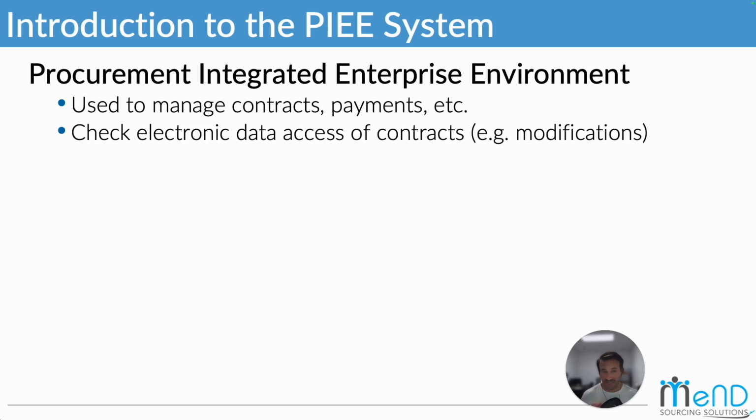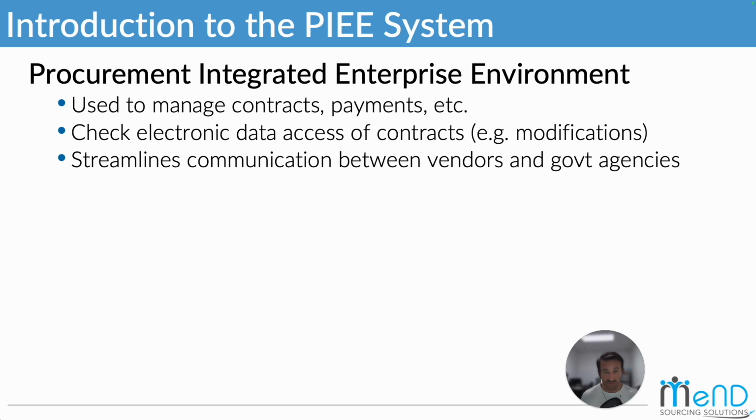Another great piece of the PIEE system is it allows you to check electronic data through a portal inside of the PIEE system called Electronic Data Access, and I'll show you exactly where that is. We use that a lot because sometimes we can't see, or we were never given, a modification on a contract even though we requested it, and then we go into Electronic Data Access and lo and behold, there is the modification even though we were never notified about it. So it's just a focal point for all data. That's the Electronic Data Access.